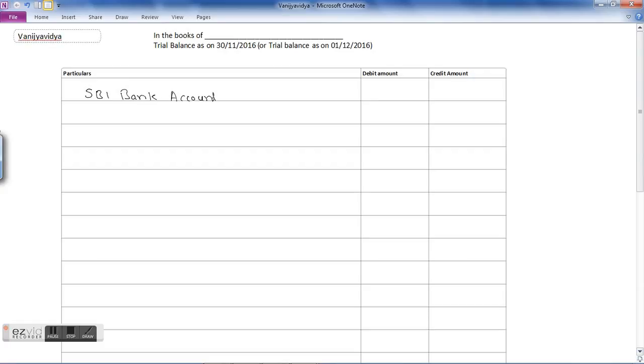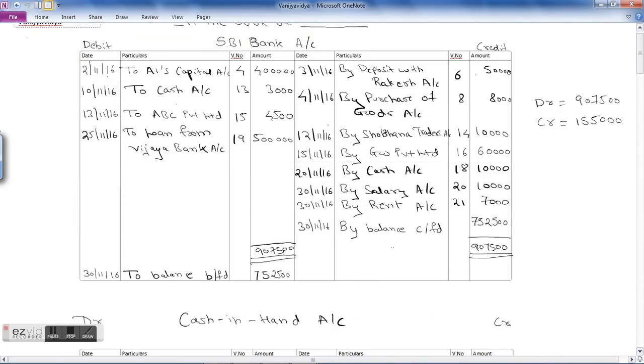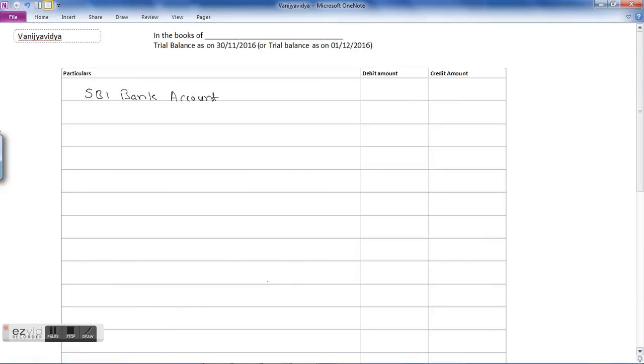Now what is the balance? See, the balance is 752500. Always remember you have to take the opening balance, that is whatever the balance brought forward on 30/11/2016. So what does it show? It is a balance brought forward of 752500. It is on the debit side. So the balance in the SBI bank account is a debit balance, so we have to write it on the debit side, 752500.